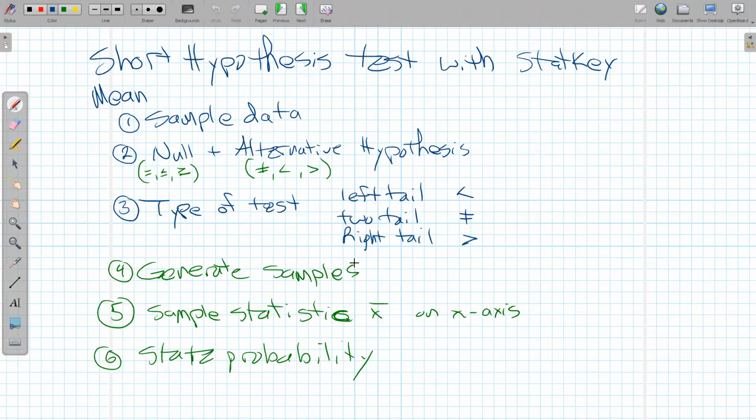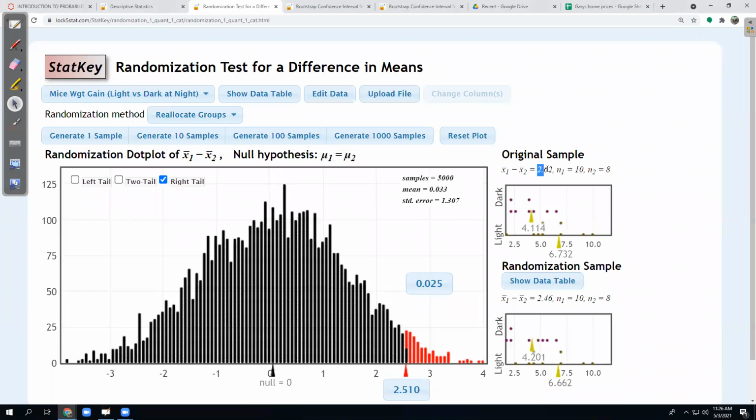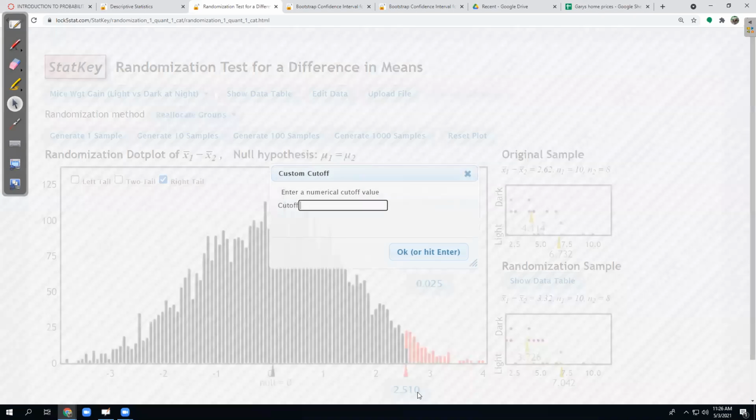The order of selecting the test and generating the samples, I think I might have done those backwards, but I don't know if it matters. And then we put the sample statistic on the x-axis. So that's what we do next. So our sample statistic is the 2.62 here, so that goes down at the bottom. 2.62.